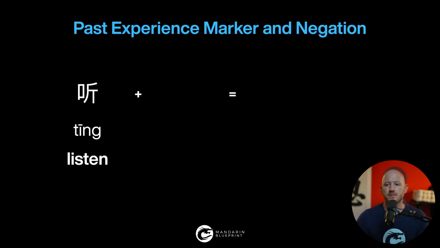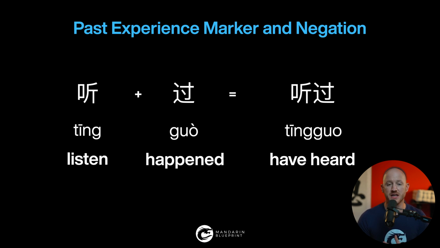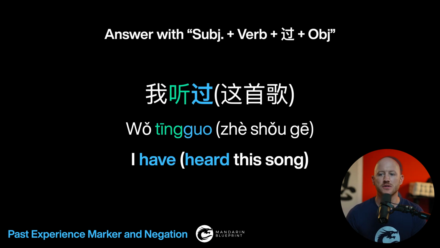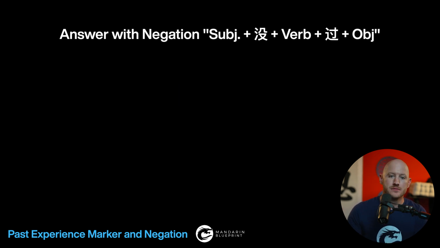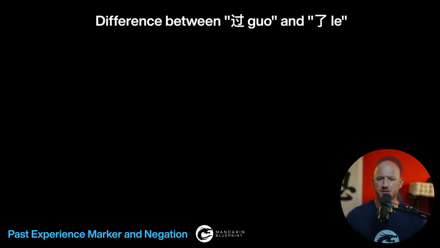How about this one? 听 means listen. 听过 means have heard. So for example, somebody asks you, 你听过这首歌吗? Have you heard this song before? How would you respond, you have heard it? Well, 听过 or 我听过. And again, a statement, 我听过这首歌. And now, how do you negate it? Say, no, I haven't heard it before. Well, 没听过. The negation plus the action plus 过 means it hasn't happened ever before. 我没听过这首歌.